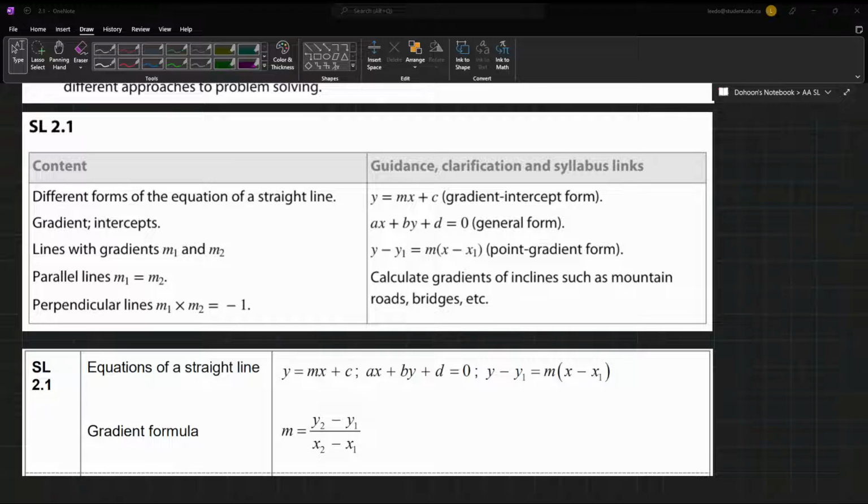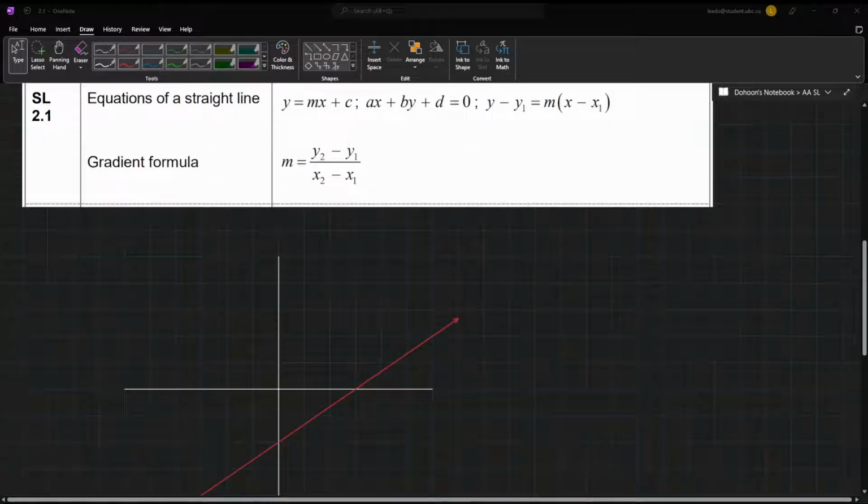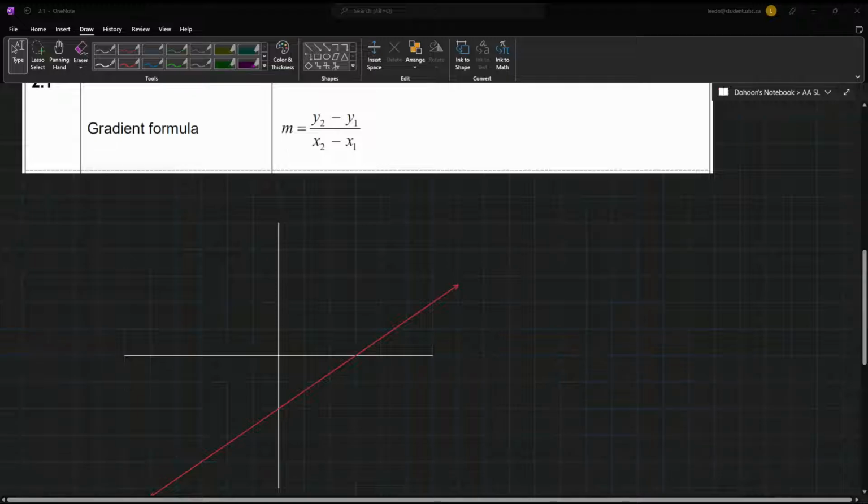The gradient can be found using the gradient formula. This formula uses 2 points, so find the points that are as clean as possible. For example, I'm going to use the gradient formula given by the IB formula booklet. And let's find some clean points on this line. Maybe this point is clean. I'm going to call that point number 1, where my x value is -3 and the y value is -4. Let's use another point here. I'm going to call that point number 2, and the x value is 3 and the y value is 0.